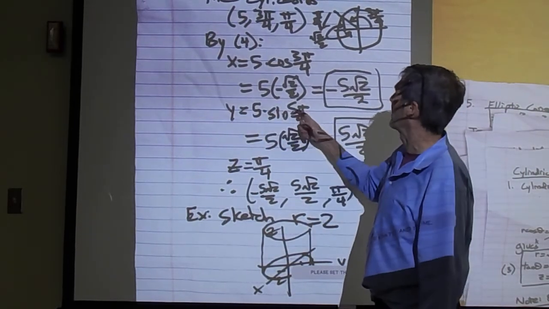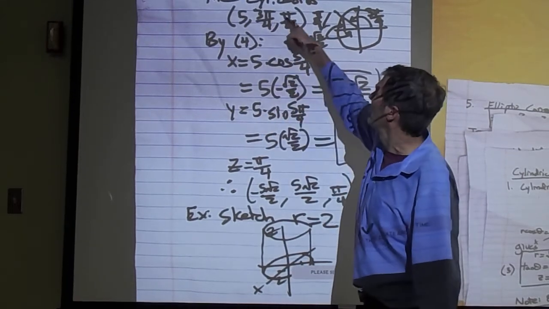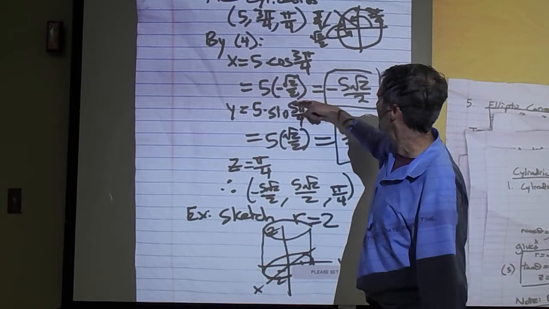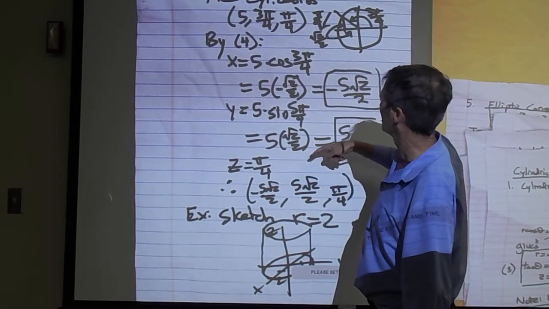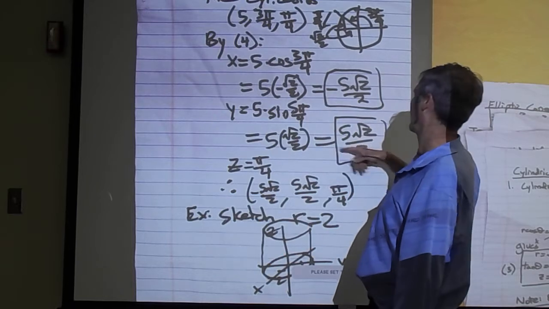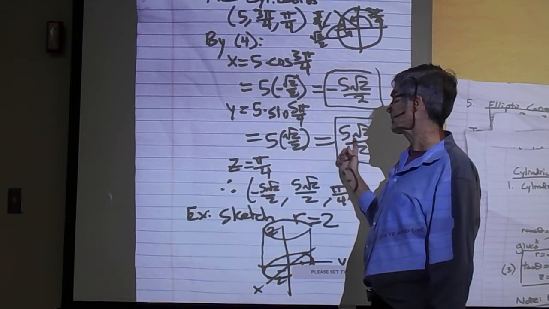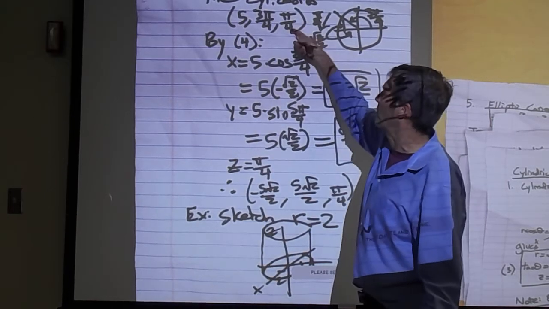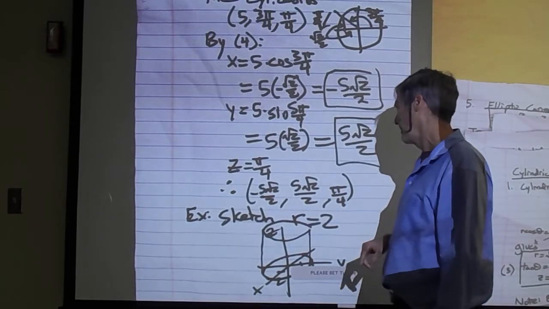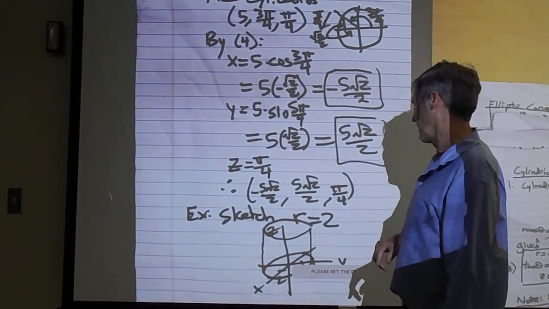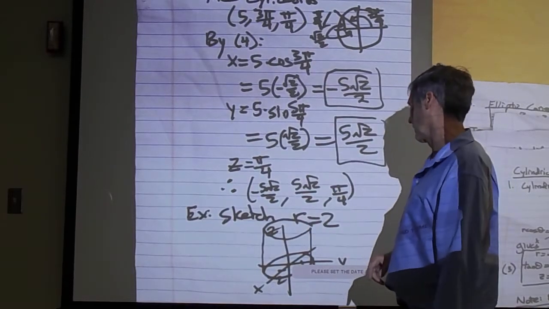Y is r sine theta. You just take the radius 5 times sine 3 pi over 4, which is 5 square root 2 over 2, positive. And then z is just the same coordinate you had before, pi over 4. It's not an angle, but I still use that. So here are your coordinates in x, y, and z, corresponding to these cylindrical coordinates r, theta, z.